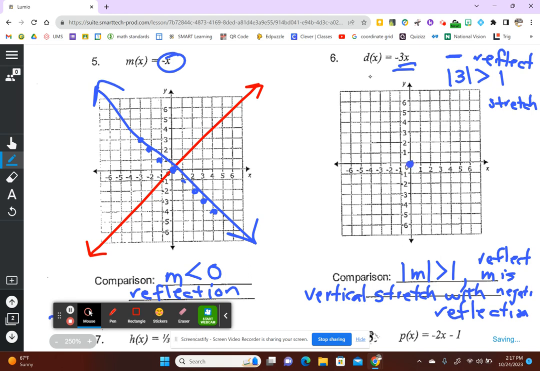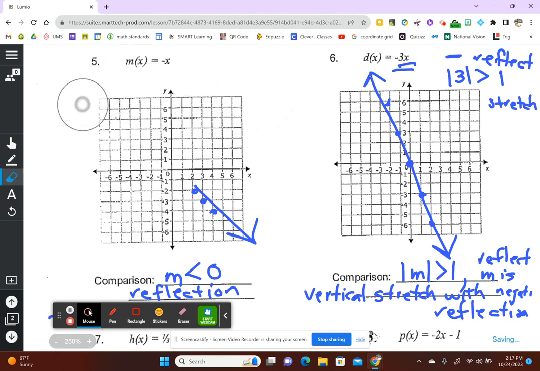Okay, so now I start at 0. I go down 3 over 1, down 3 over 1, up 3 to the left 1, up 3 to the left 1. And here, you can tell this is stretching because it's getting closer to being a vux, but it's a negative slope, so it's a reflection.